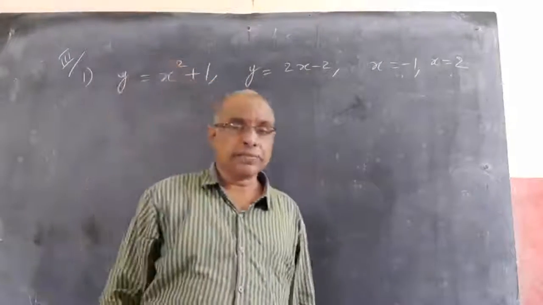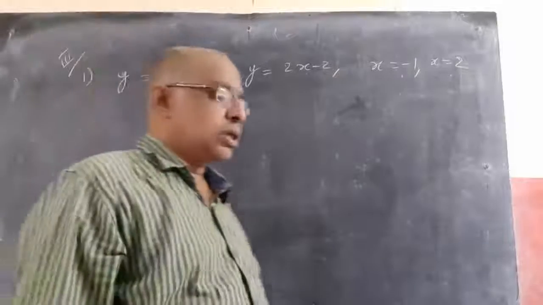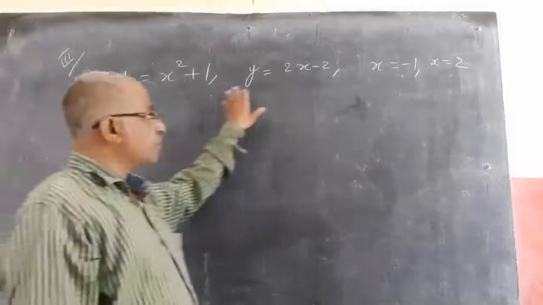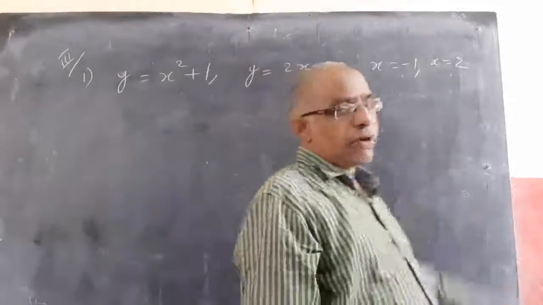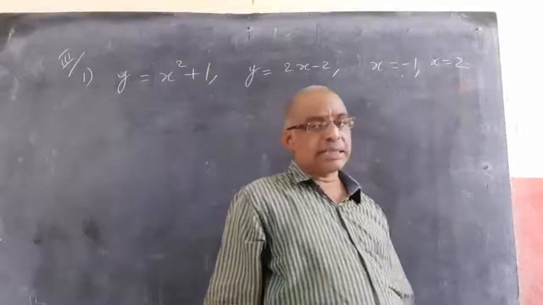Good morning everybody. We are discussing areas. So, third Roman, first sum. y is equal to x square plus 1, y is equal to 2x minus 2. Find the area between the two curves and x equal to 1, x equal to 2.